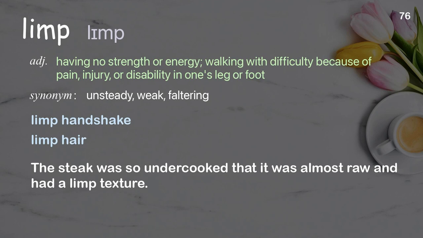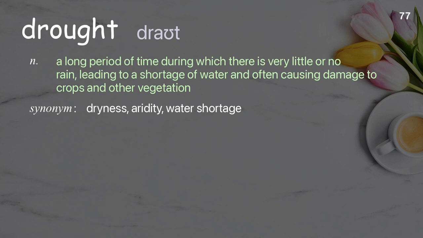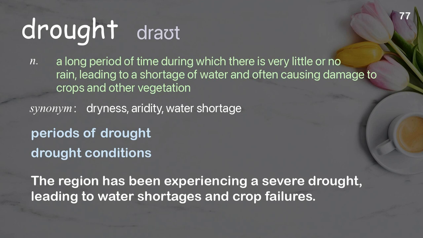Drought: a long period of time during which there is very little or no rain, leading to a shortage of water and often causing damage to crops and other vegetation. Examples: periods of drought, drought conditions. The region has been experiencing a severe drought, leading to water shortages and crop failures.